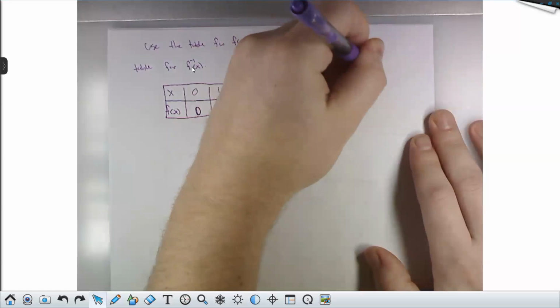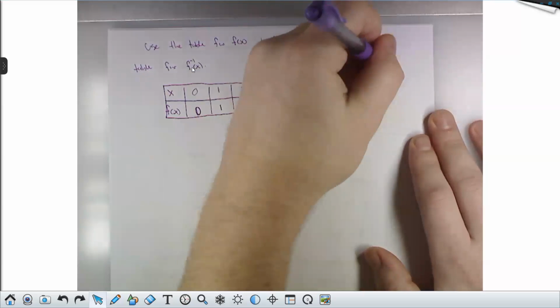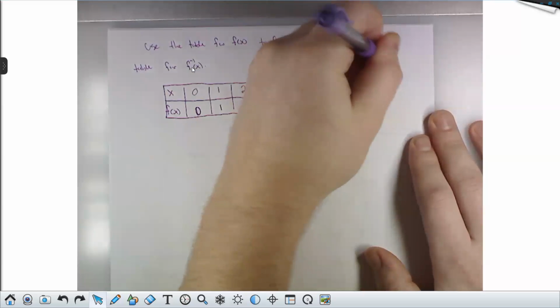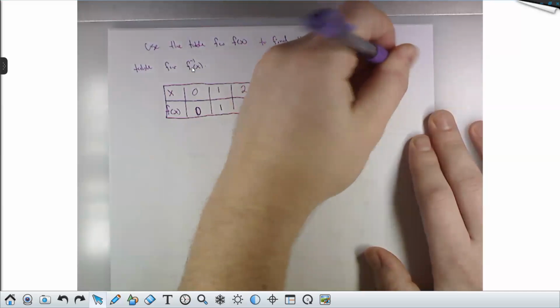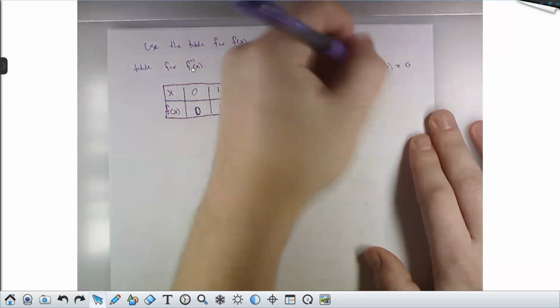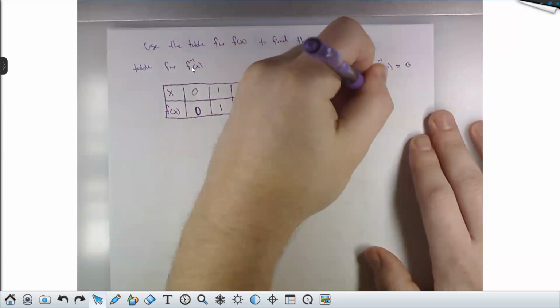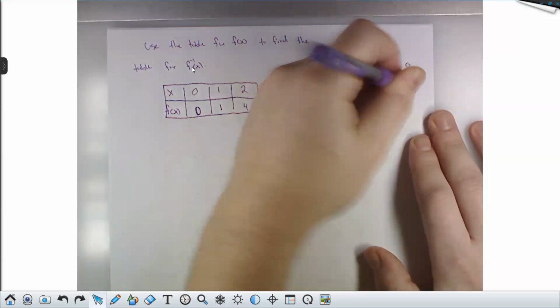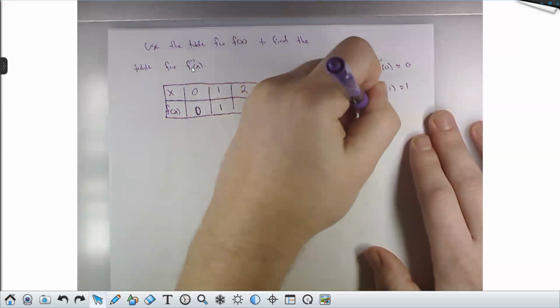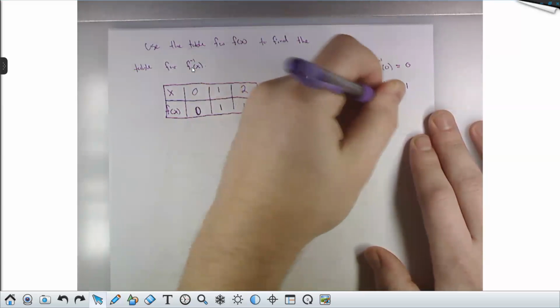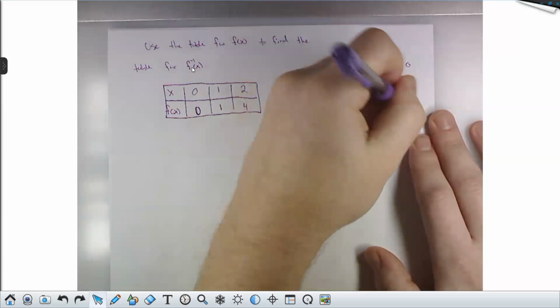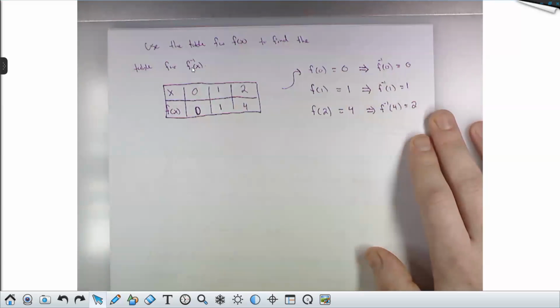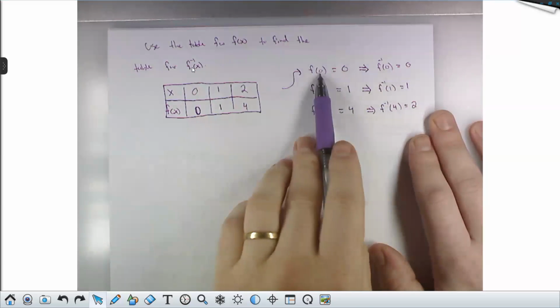So this tells us that f inverse of 0 is 0. This tells us that f inverse of 1 is 1. And this tells us that f inverse of 4 is 2. Right? You just swap the inputs and the outputs.